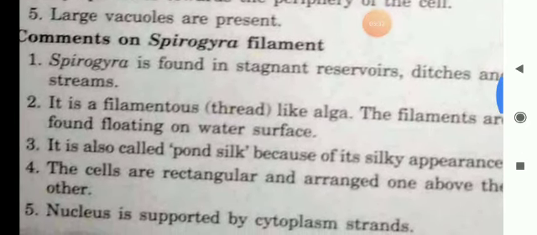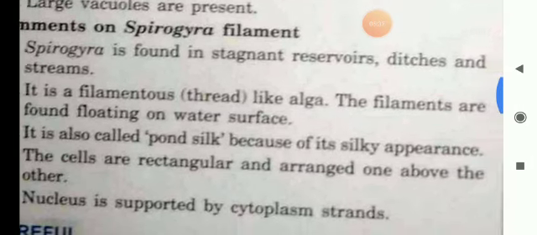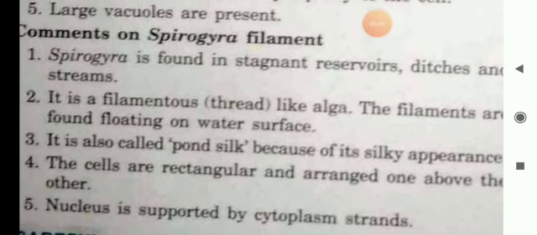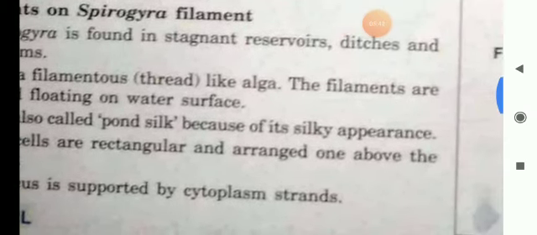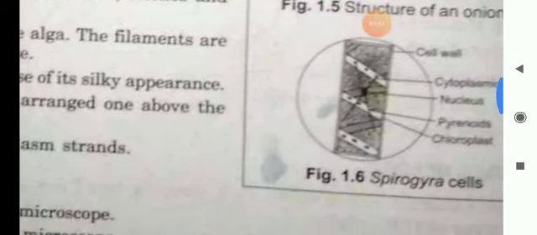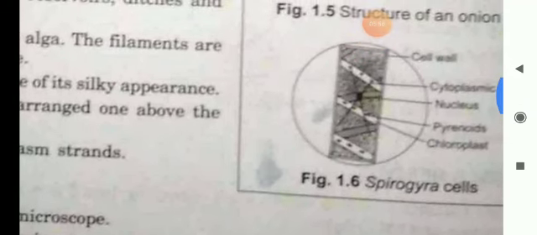Then last one, Spirogyra filament. It is found in stagnant reservoirs, ditches and streams. It is a filamentous algae, and the filaments are found floating on the water surface. See here, the filament-like structure which is present on the water surface, it is algae, that means green in color, and it is capable of doing photosynthesis. See here, you can see the silky appearance.